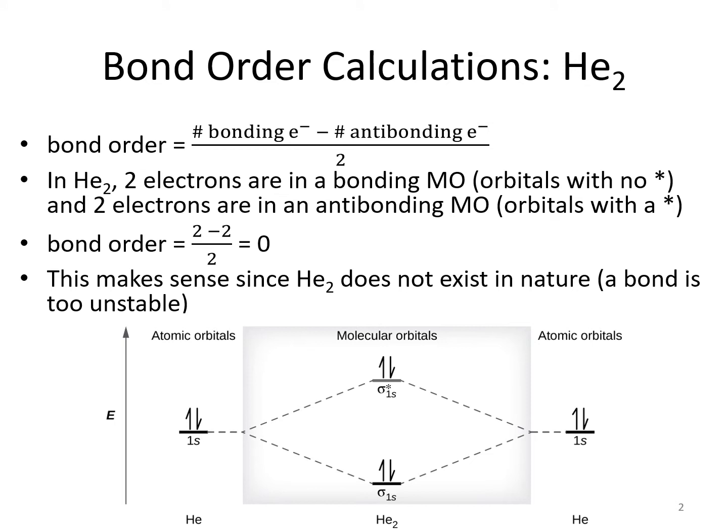We can calculate the bond order for a helium-2 molecule. It would have 2 electrons in a sigma bonding molecular orbital and 2 electrons in a sigma star antibonding molecular orbital. 2 minus 2 divided by 2 equals 0. The He2 molecule would have a bond order of 0, meaning no bond forms. This molecule does not exist in nature.